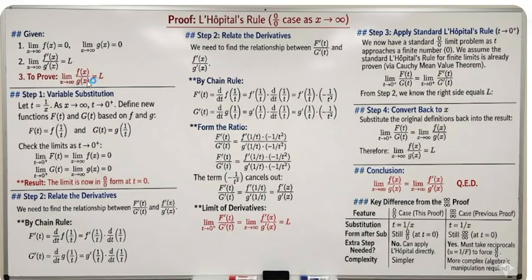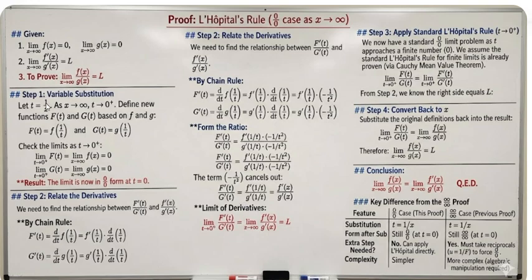Then we need to prove that limit of f of x divided by g of x as x tends to infinity is also equal to L. By a suitable method, we are going to convert this into the limit of f of t divided by g of t as t tends to 0. Then by L'Hopital rule we can apply, and it is equal to f dash of t divided by g dash of t as t tends to 0.